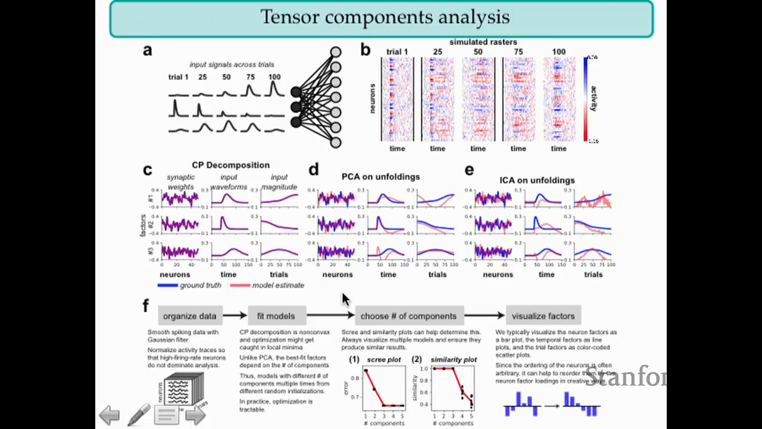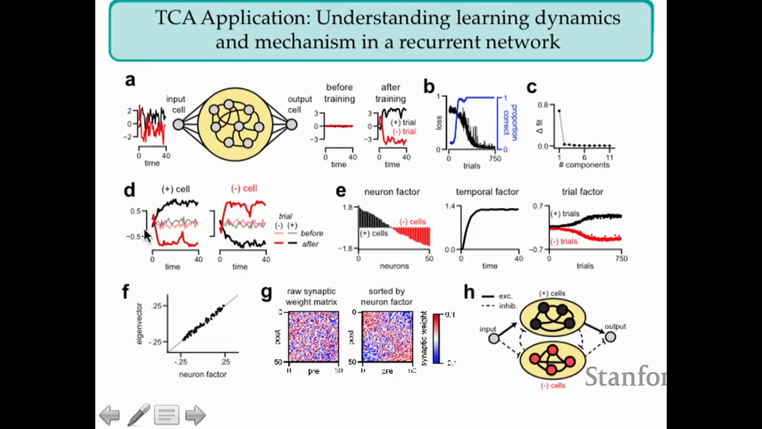PCA applied to different unfoldings of the tensor doesn't work. Independent components analysis doesn't work, but the CP decomposition works. Okay, that's to be expected because we did it on data drawn from the model. But the question is, that's the pro. The con is, you can keep getting factors and factors and factors.